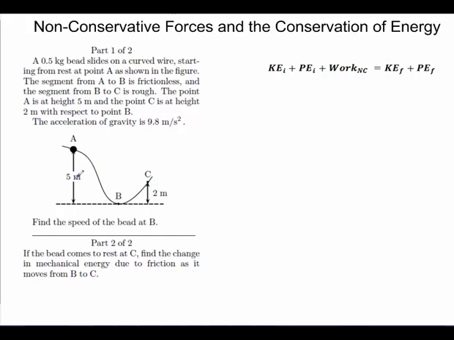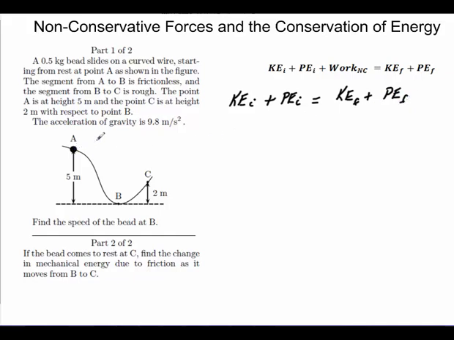Okay, we know the point A is 5 meters above B and C is 2 meters. So the first thing we want to do is find the speed of the bead at B. To find the speed at B, we're basically going to do what we've done before. We'll say the initial kinetic energy plus the initial potential energy must equal the final kinetic energy plus the final potential energy.